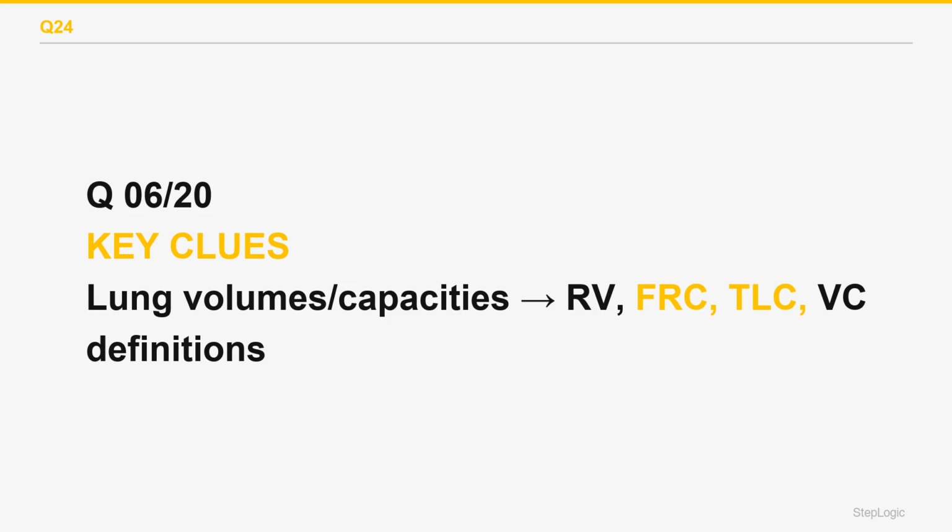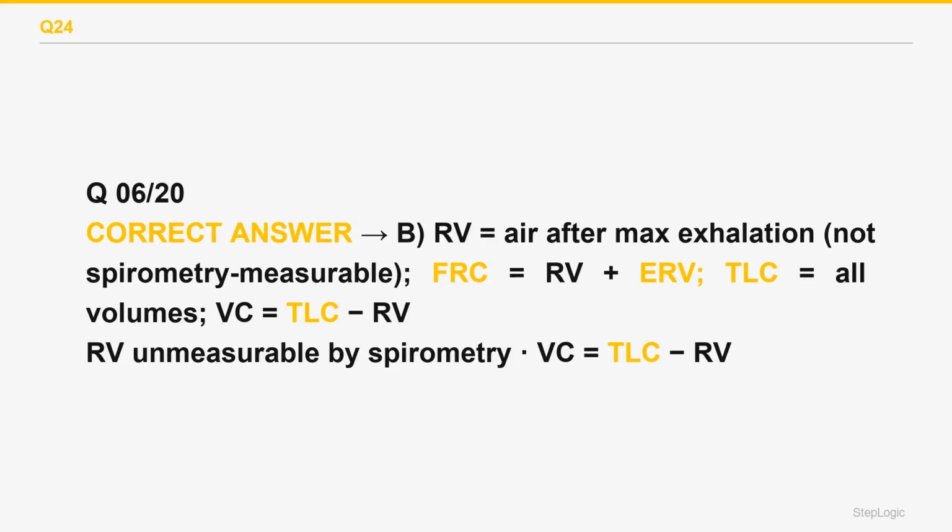Functional residual capacity, FRC, is the volume left after a normal, passive exhalation, equal to RV plus the expiratory reserve volume. Total lung capacity, TLC, is the sum of all volumes, the maximum the lungs can hold. Vital capacity, VC, is the maximum air that can be exhaled after a maximal inhalation, equal to TLC minus RV. The correct answer is B.